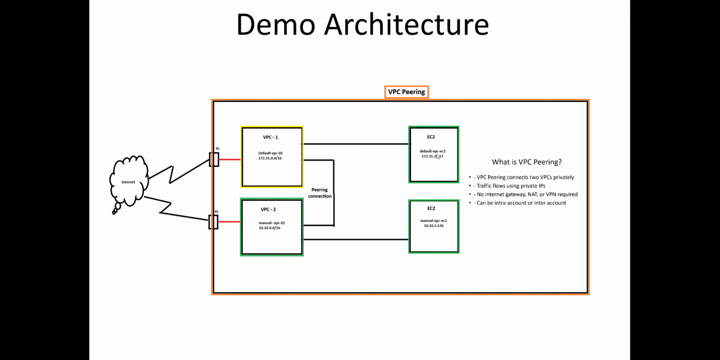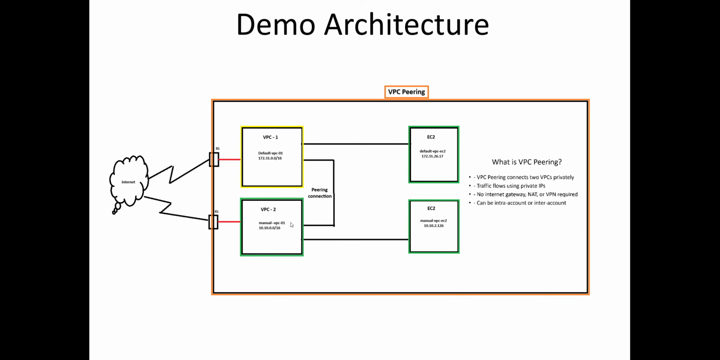The name of the EC2 is default VPC EC2 and here's the IP address. And in VPC 2, as you can see, we have a different CIDR block, 10.10.0.0/16, and I have created one machine. The name of the machine is manual VPC EC2, and we have a private IP assigned to it. Now the challenge is these VPCs are not connected as of now, and we want a peering connection between them so that both of our EC2s can communicate with each other.